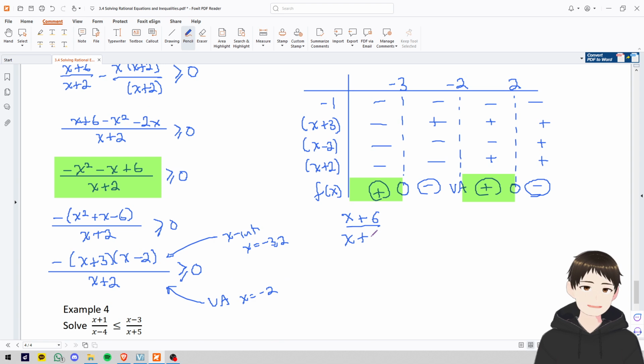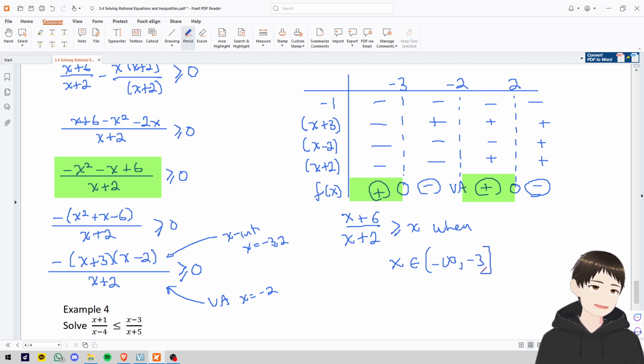(x+1)/(x-4) is going to be greater than or equal to x when x belongs to (-infinity, -3], union, not including the vertical asymptote, all the way to 2, including. End of question.